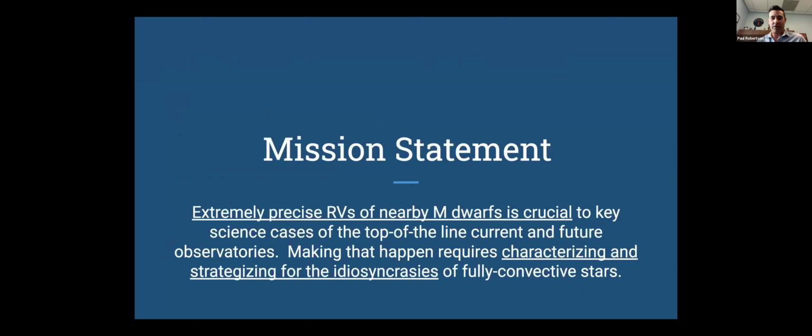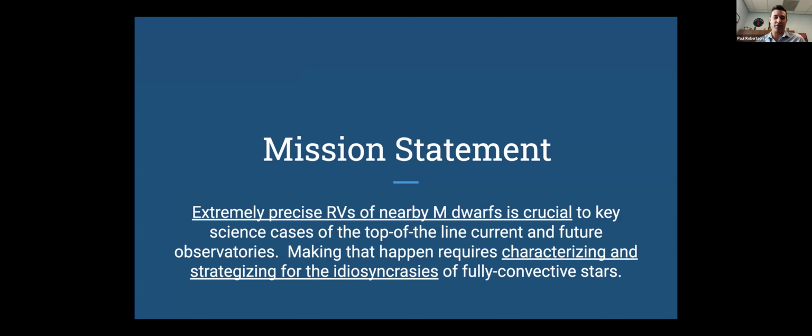And so what I'm thinking of as kind of the mission statement here is that there really are some distinct advantages potentially for M dwarf planets, and taking advantage of that is really important for some exciting science cases on things like James Webb and the 30-meter telescopes. But actually realizing those advantages requires us to embrace the fact that these are not solar type stars and understand and account for their specific idiosyncrasies when we're observing them.